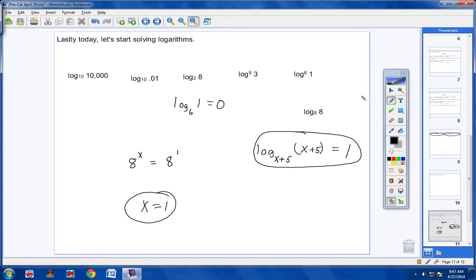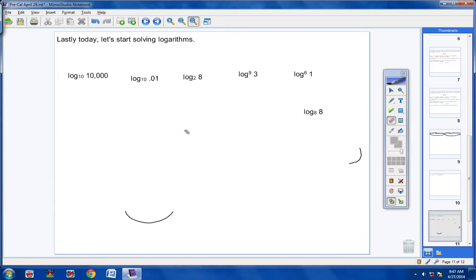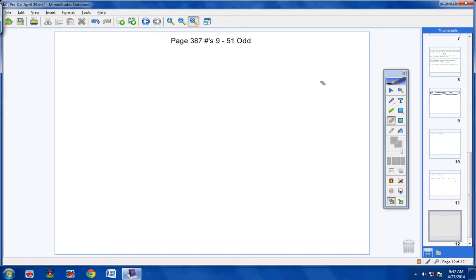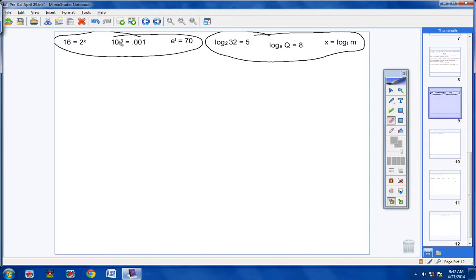All right, I hope this has been a help to you. I hope that you're getting all of this. Call or email if you have any questions. Here's your homework. I know it looks like a lot, but these are really quick, like the ones we did back here where you're just converting logarithmic to exponential and exponential to logarithmic. They're really, really fast. So the homework is not as bad as it looks.